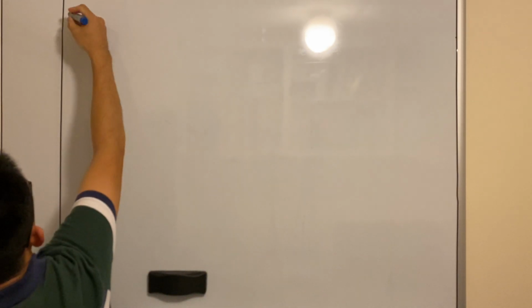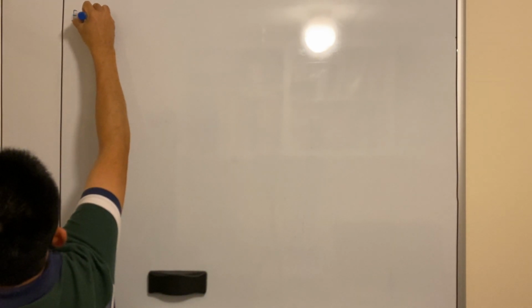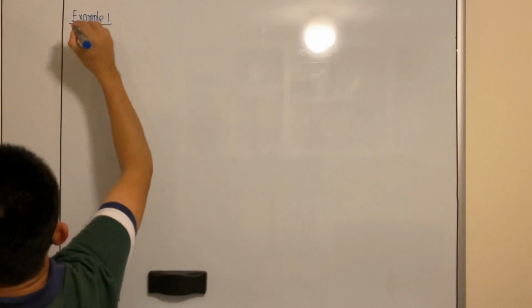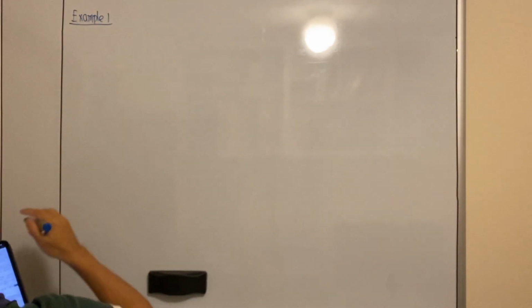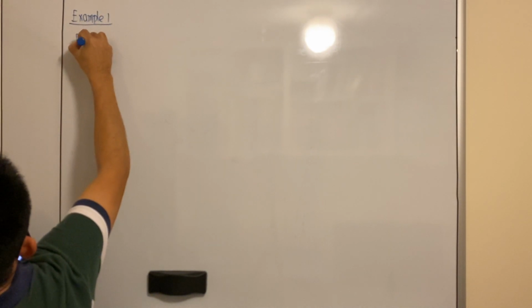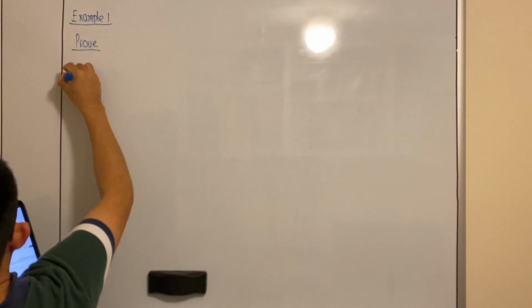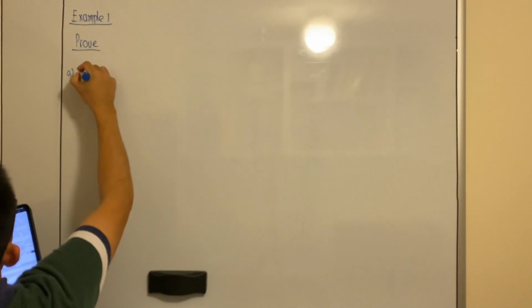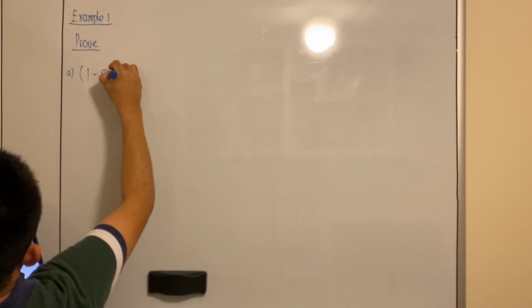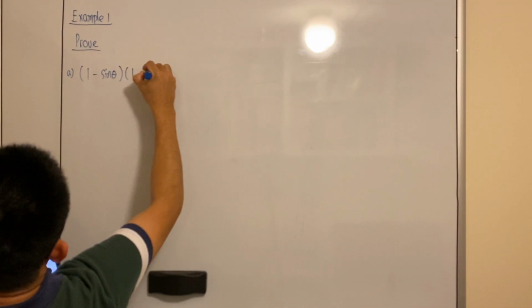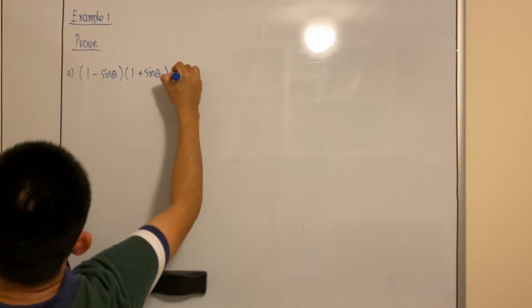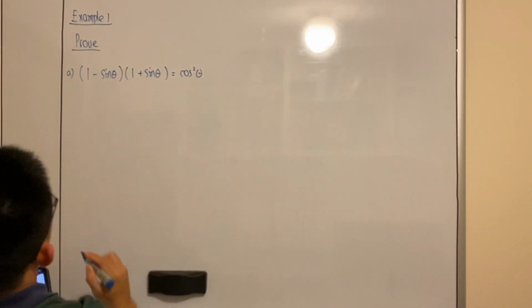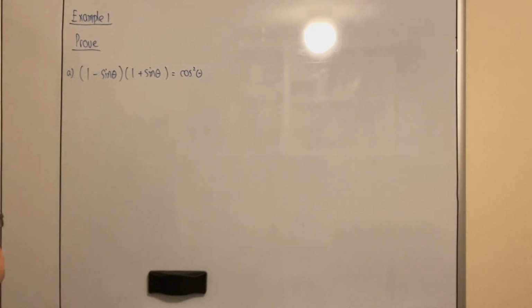All right, so let's start with example 1. It's a proof question, so we're just going to write proof. A. Start with some easy question, all right? So to get an idea, something that's really easy before we move on to the harder questions. All right, so you're going to prove that expression. The left-hand side is equal to the right-hand side.